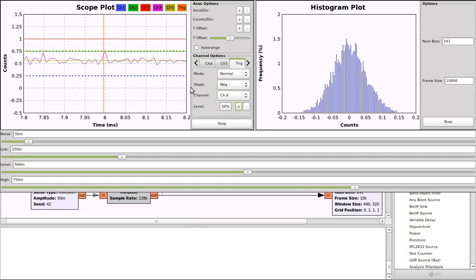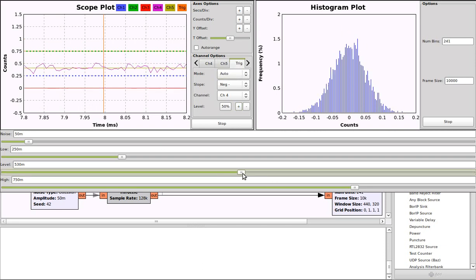We can turn off the trigger just by going back to auto. Now we can change the level here, and in a similar fashion, even though we're not close to the low threshold, the noise is just pushing it below, and the binary output will change back to zero. So that is the simple demonstration of hysteresis and how you can configure this flow graph at runtime.